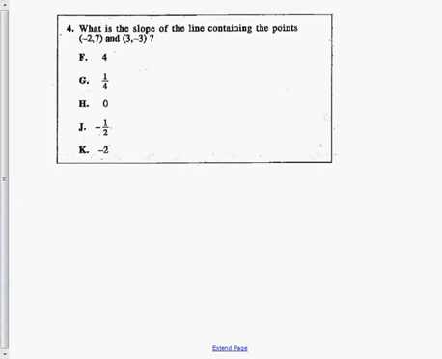Next one. What is the slope of the line passing through the two given points? So we recall that the equation for the slope is y equals y sub 2 minus y sub 1, all over x sub 2 minus x sub 1. Do you remember that? Right? And so here we have x sub 1, y sub 1, x sub 2, y sub 2.